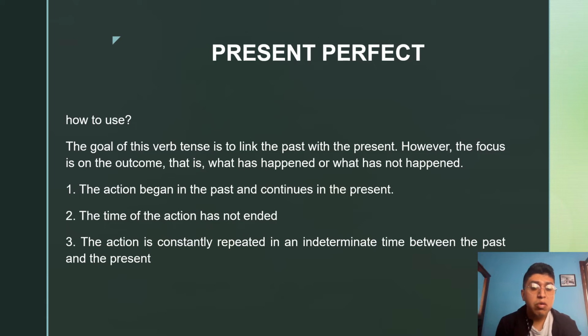Present perfect. How do you say? The goal of this verb tense is to link the past with the present. However, the focus is the outcome, that is what has happened or what has not happened. The action began in the past and continues in the present. The time of the action has not ended. The action is constantly repeated an indeterminate time between the past and the present.